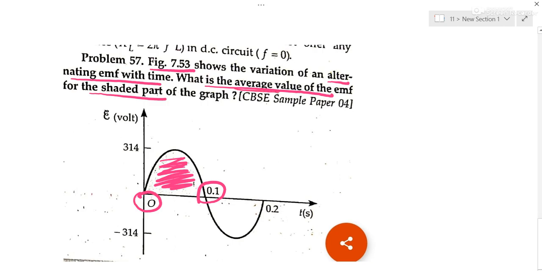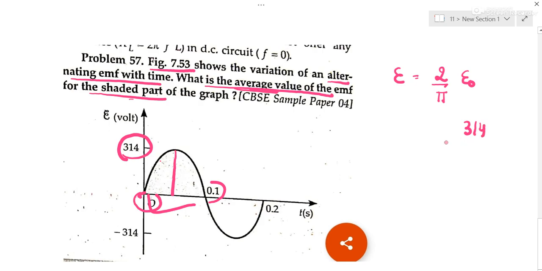We have to find out the average value of EMF over half cycle. This is the half cycle. So what is the value of EMF over half cycle? It is 2 by pi into the peak value. So what is the peak value? Let me erase it, then you will see properly. The peak value is this. You can substitute, 314 and pi is 3.14. So this is into 2. So you can see this is 200 volt. Simple numerical, but it will require the preparation of theory.